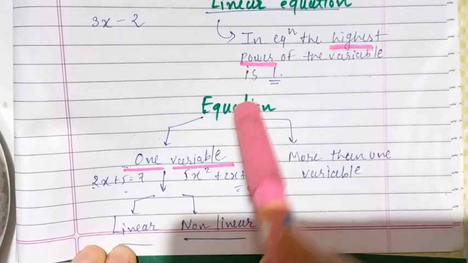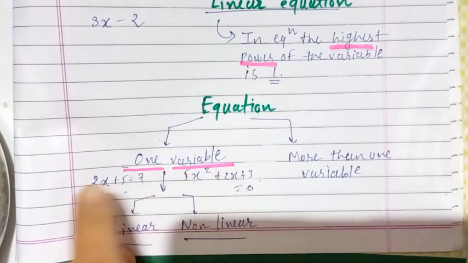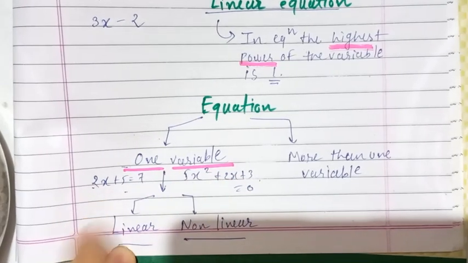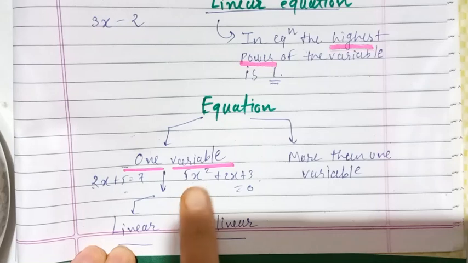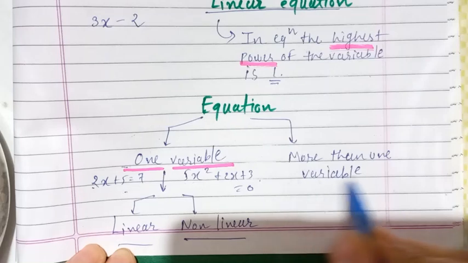So, for equations there are two types: one variable and more than one variable. In one variable, there is linear and non-linear. Linear means the highest power of the variable is 1. Here the variable is x. Throughout the equation there is only one type of variable, x, and the highest power of this variable is 2. So this is non-linear. Now, more than one variable.